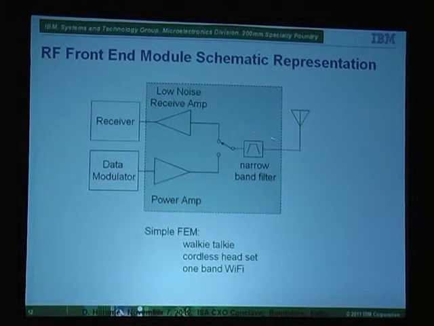Essentially when you press that button, you're switching between a receiver, a low noise amplifier, and a power amplifier. And this may go through a filter, and then there's an antenna. So essentially this switch is determining the flow between a power amplifier here, in a very simple form. So this was really a simple front-end module.